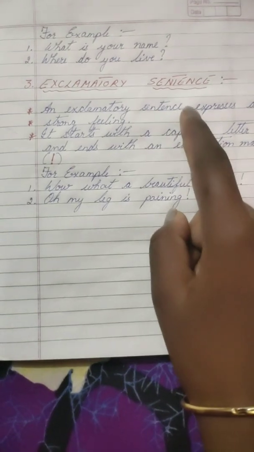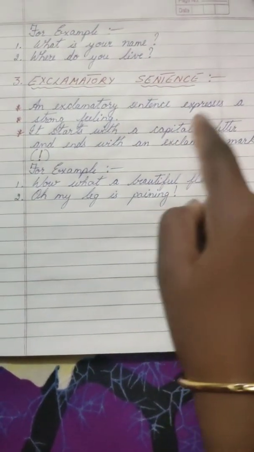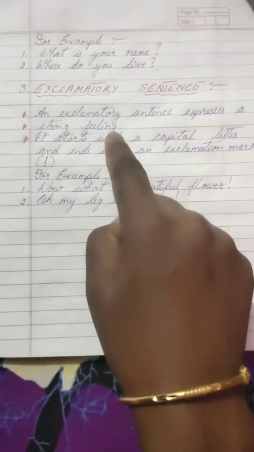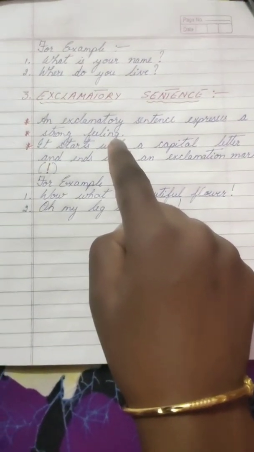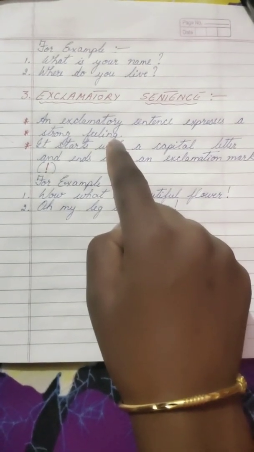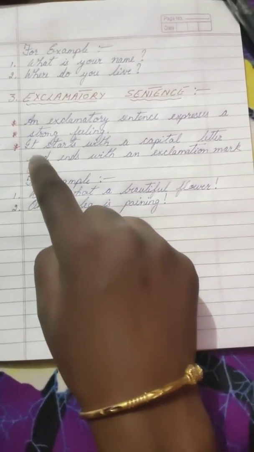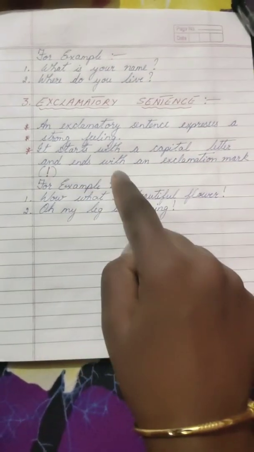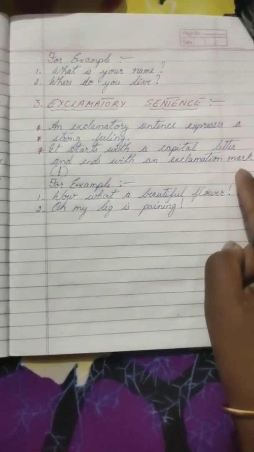So what is an exclamatory sentence, children? Once again, an exclamatory sentence expresses a strong feeling. चाहे वो खुशी का feeling हो, चाहे वो दुख वाला feeling हो, पर वो feeling बताता है इस sentence में. And one more important thing, it starts with a capital letter and ends with an exclamation mark.